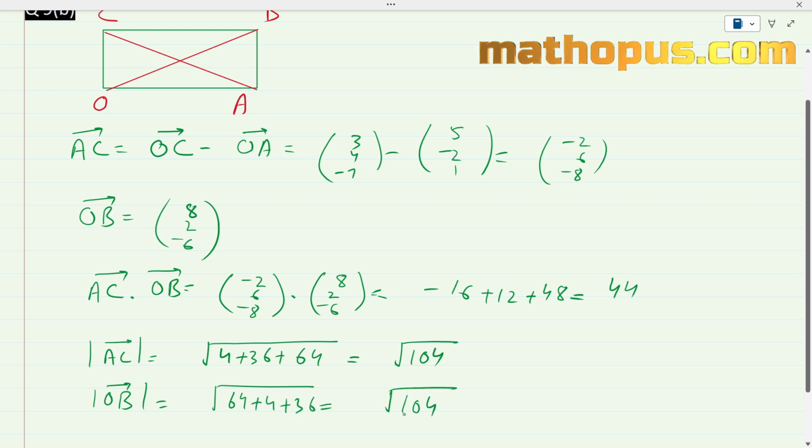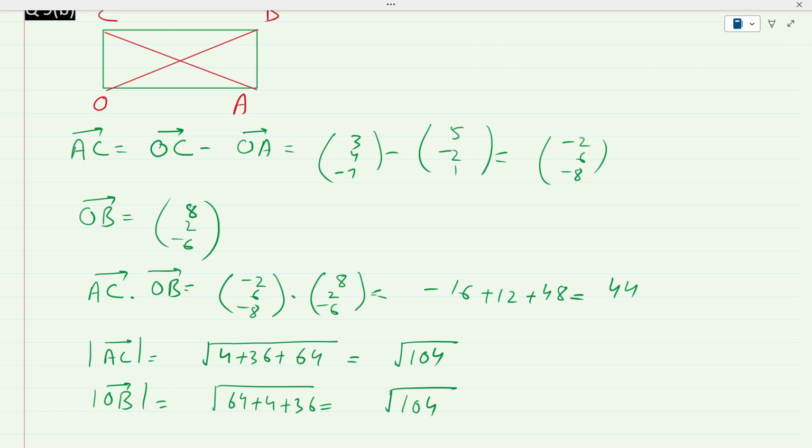By the way, we can also prove diagonal equality in order to prove that it is a rectangle. In the previous part, we used the method of finding the angle between adjacent sides to show it is 90 degrees. Instead of that, if we prove that the diagonals are equal in length, we can also prove that it is a rectangle. Anyways, let's find the angle.